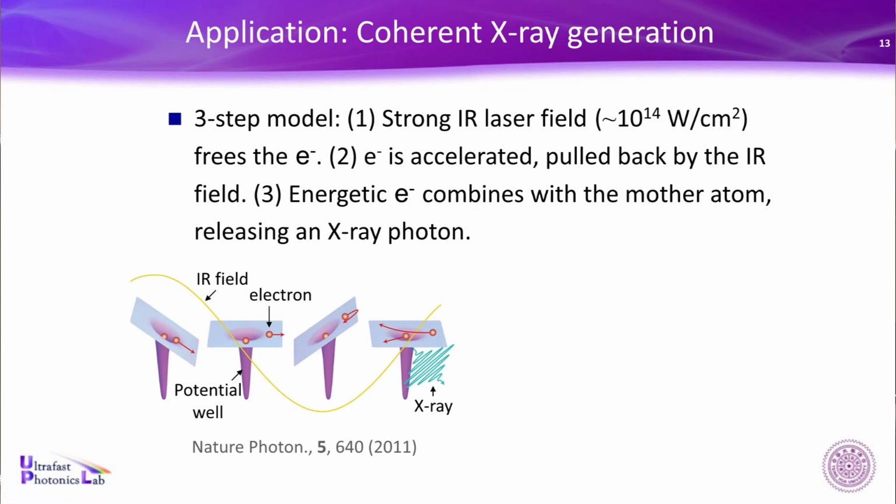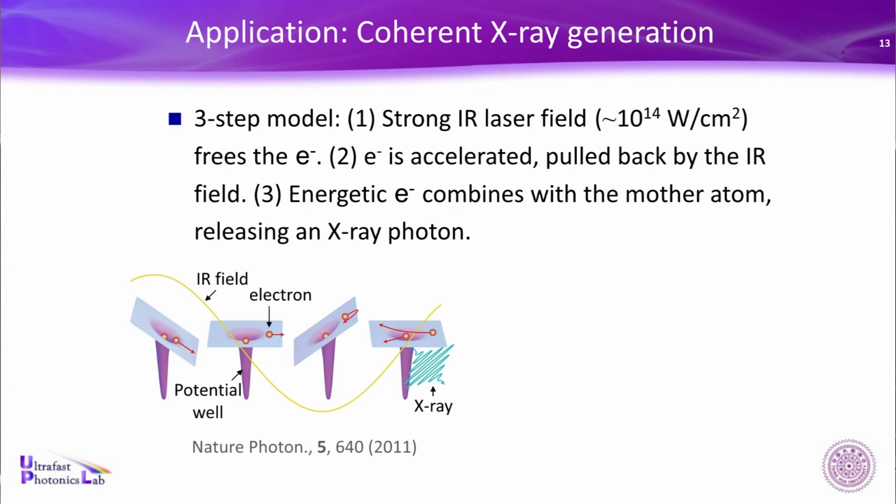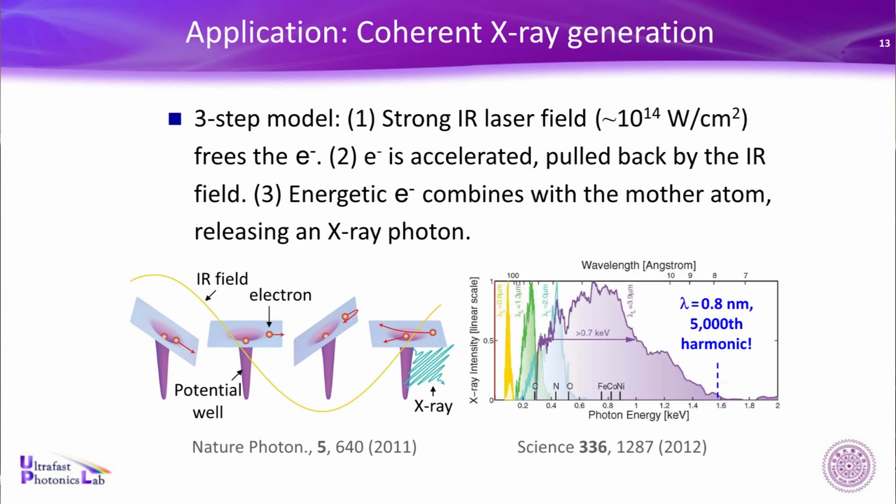You might be familiar with second harmonic generation or third harmonic generation, but those involve only 2 or 3 photons. In this case, it involves 5,000 photons. So it's strong nonlinear optics, non-perturbative nonlinear optics. Any question? Okay.